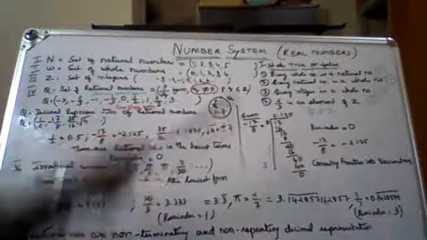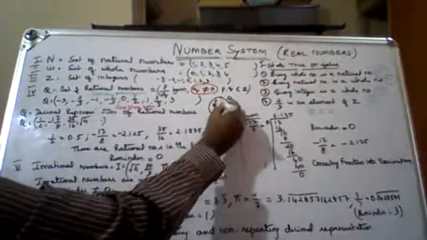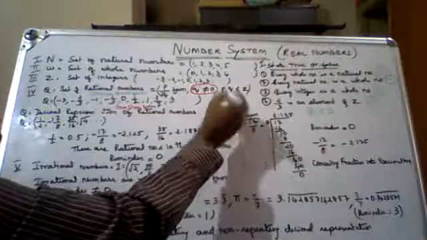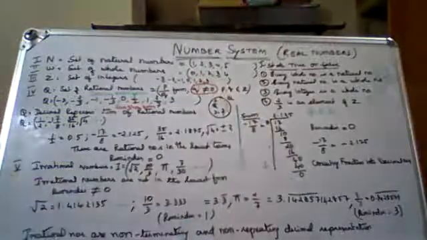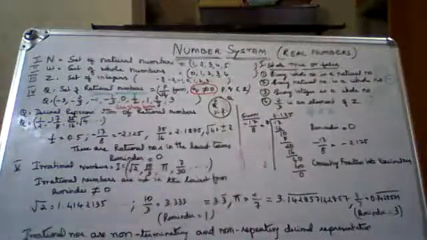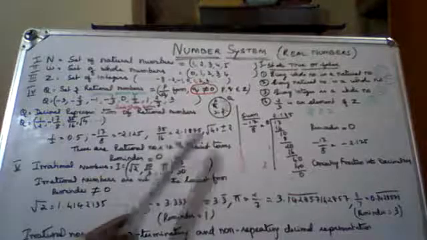3 by 1. 0 is nothing but 0 by 1. Minus 2 by 1 is under rational numbers. Minus 2 is called a rational number. Okay.